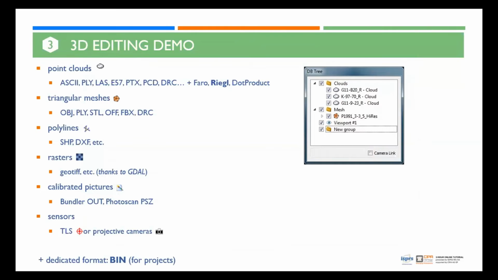As I told you before, you can import different kinds of files inside CloudCompare, and most of these files, actually quite all of them, are open format files, such as you can see for the point clouds: ASCII, PLY, LAS, E57. Most of them are standard formats that many of us use.